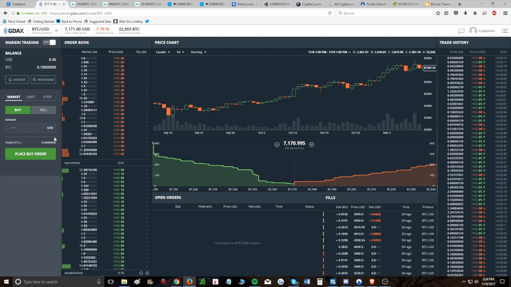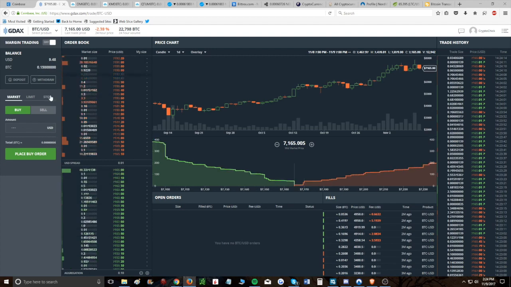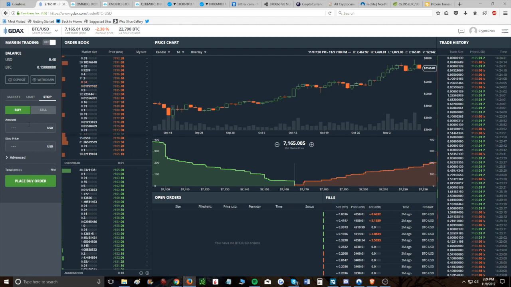One more thing I wanted to cover on GDAX, which is very important, is stop losses. Now, on a lot of exchanges, they aren't called stop losses. They're called conditional orders on Bittrex or something of that nature. And say I want to do a stop sell order, which is usually the only stop order I would ever do. And this is how I would set it.